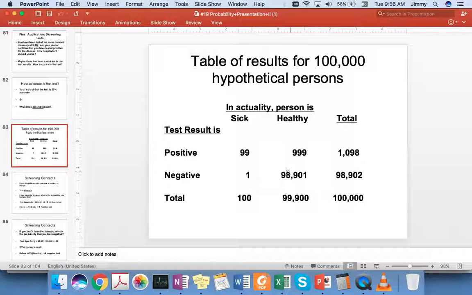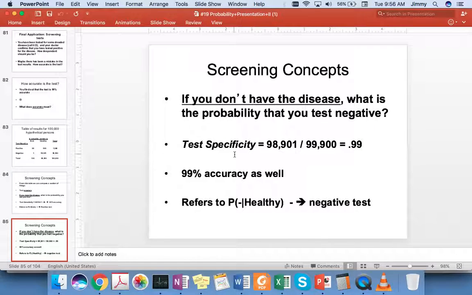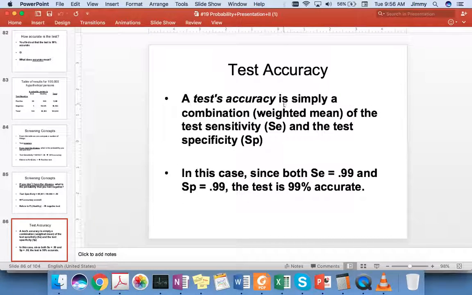So if we go back to that, it's the probability that you get a negative result given that you're healthy over this whole area. The first one tests this cell, 99 over 100. The second one tests this cell, 98,901. So they want to know how good you are at predicting someone that is actually sick, and how good you are at predicting someone that's actually not sick. Those are the two components, and they're referred to as sensitivity and specificity. So the test accuracy is simply a combination, a weighted mean of these two. In this case, since both sensitivity and specificity are 99, the test is 99% accurate.